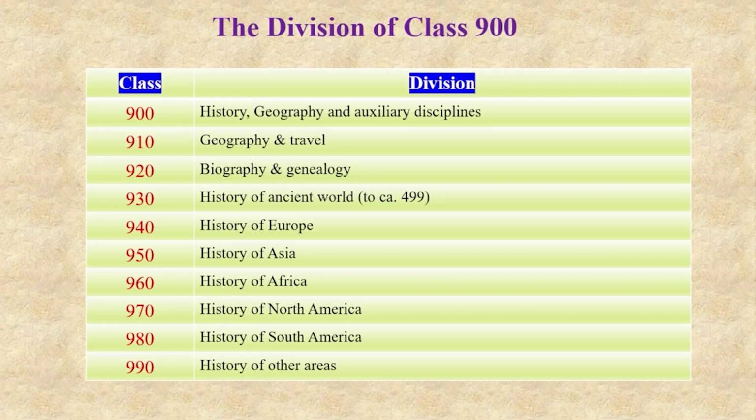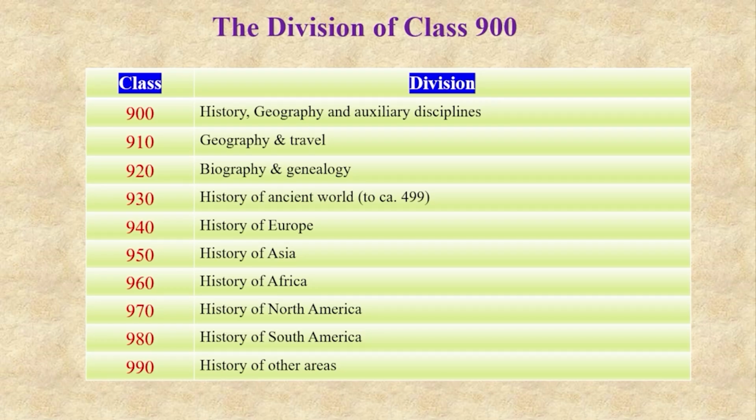Class 980 in the Dewey Decimal Classification 23rd edition covers the history of South America, including indigenous civilization, European colonization, independence movements, and modern political and social developments in various South American nations. Further, 980 to 989 covers South American history divided by country. Pre-Columbian civilizations, that is Mapuche, Guarani, have dedicated sections. European colonization, that is Spanish, Portuguese, Dutch, and independence movements are major themes. Modern political, economic, and social developments are included.